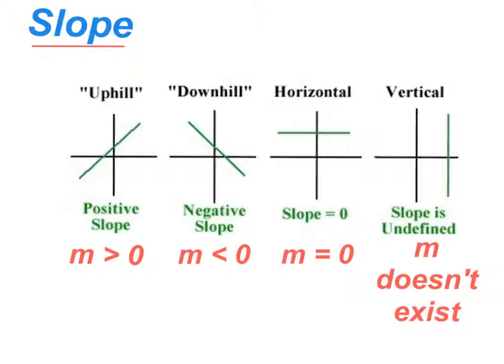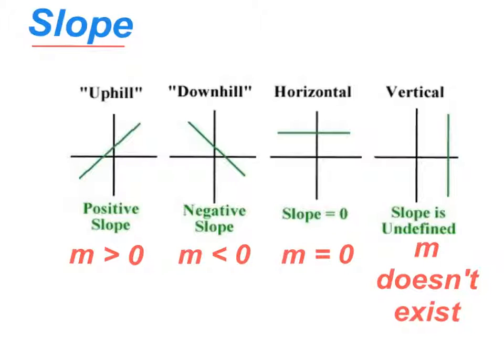The third type you have is a horizontal line. Horizontal lines always have a slope of 0. The bottom line is, by definition, slope is the steepness of a line, and a horizontal line shows no steepness in one direction or another.